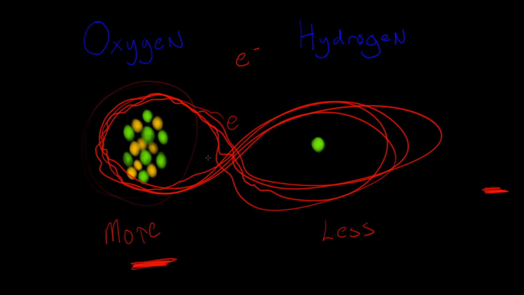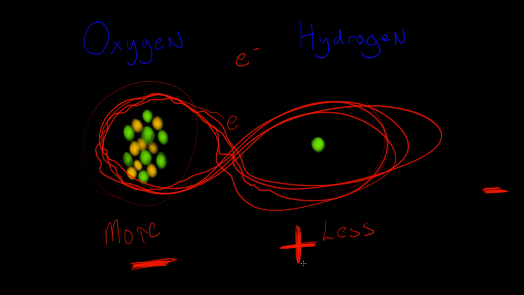Why? Because oxygen is more electronegative. It has a tendency to hold on to that electron more. It doesn't want to share it very well. It's greedy with that electron that it's sharing with hydrogen. Hydrogen is not very electronegative at all. Because that electron is not around the hydrogen very much, the side with the hydrogen takes on a more positive charge as a consequence.